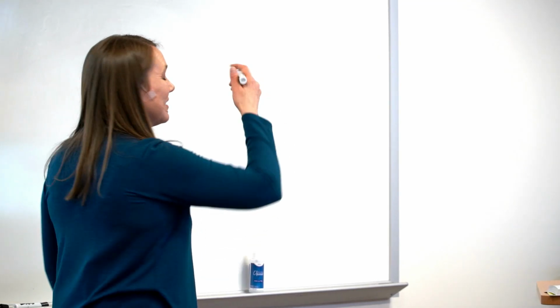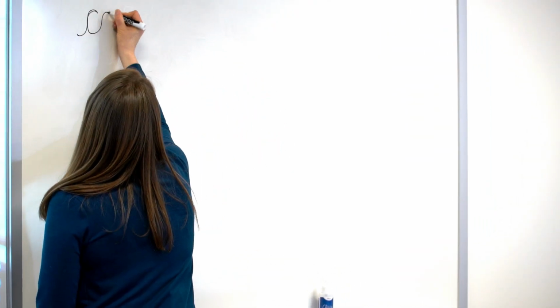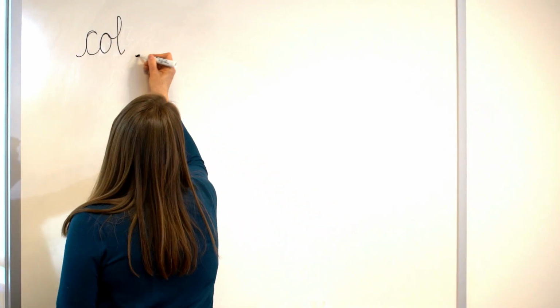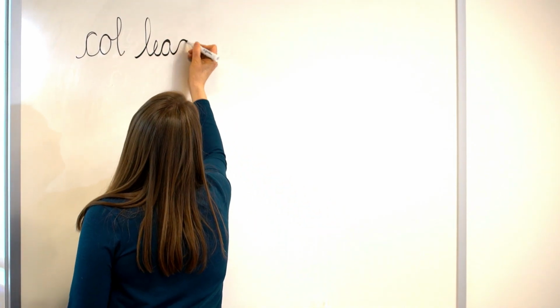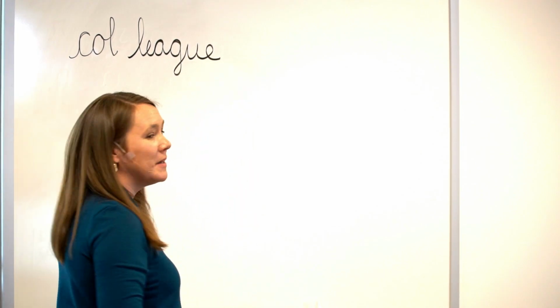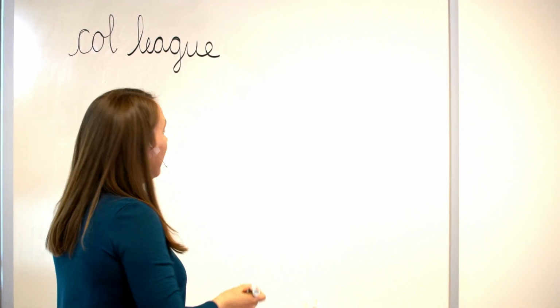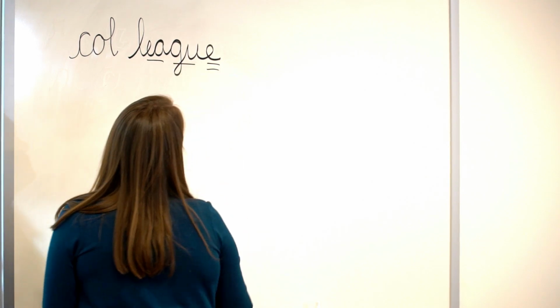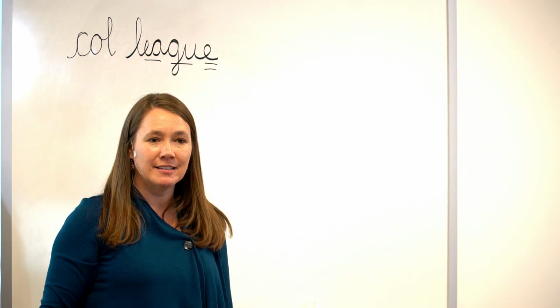First syllable is call. K, a, ol. Second syllable is league. Ol, e, g. Silent final E. How will we mark this one? Underline the E, underline the G. Why do we have a silent final E in colleague?